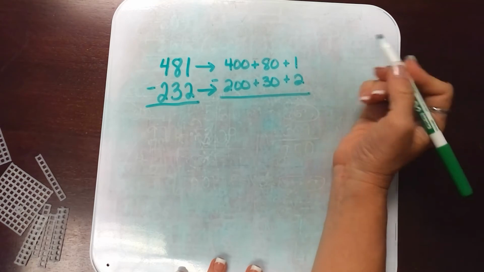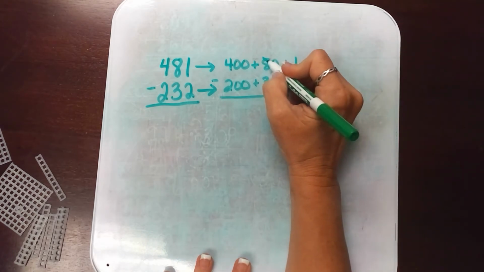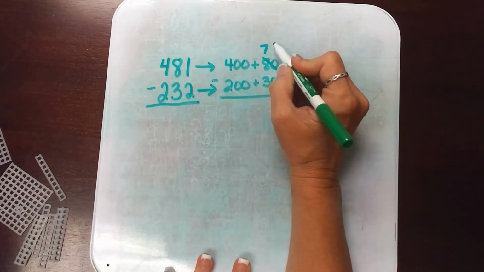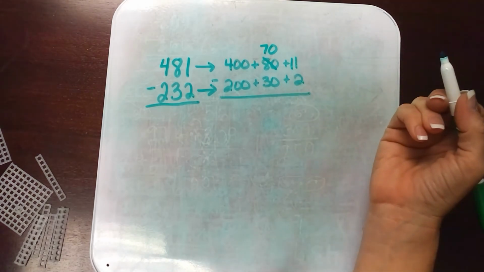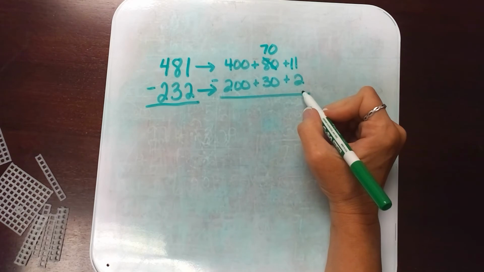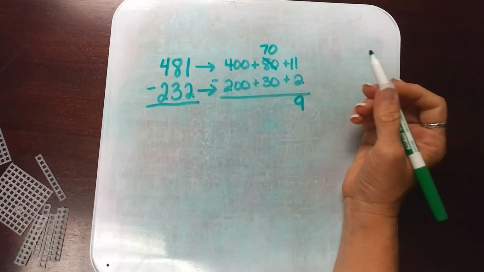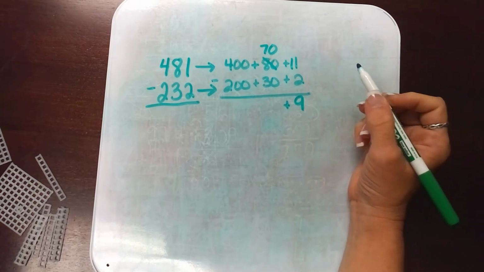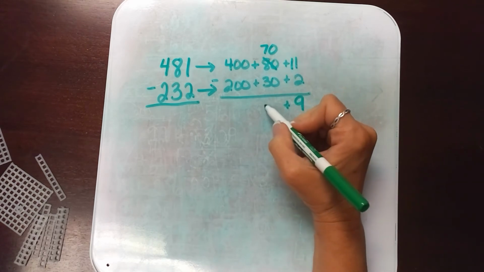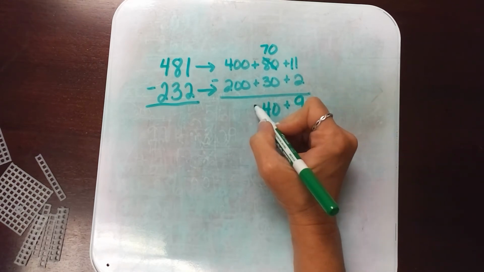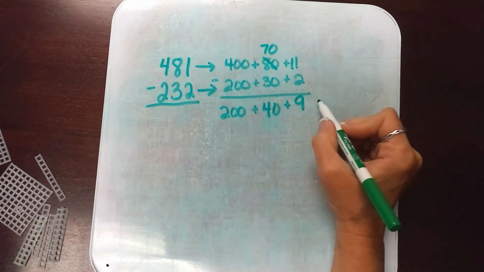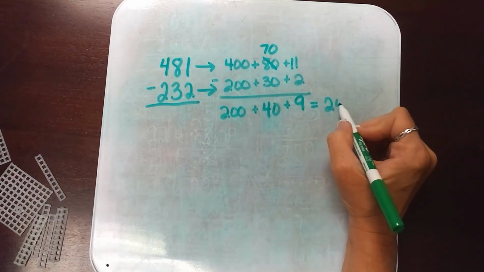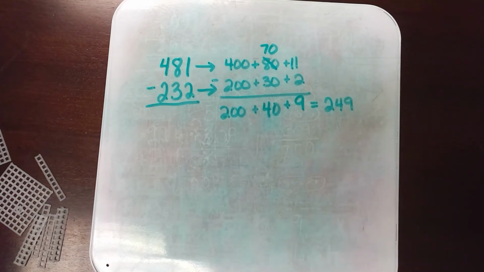So 2 minus 1, I can't do it. So I have to take a 10, regroup a 10, and so that makes this 11 minus 2. Okay, so that of course is 9. Okay, 70 minus 30 is 40, and 400 minus 200 is 200. So my answer is 249. Okay, so that is expanded subtraction.